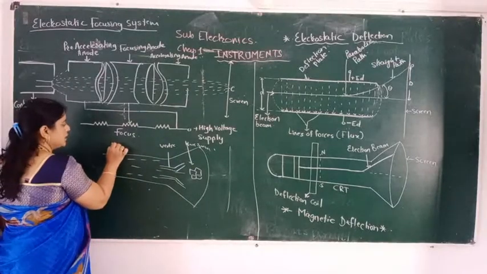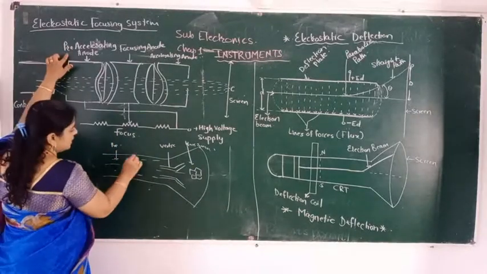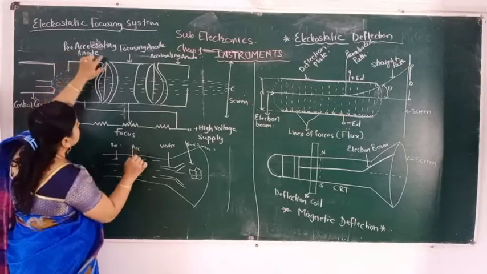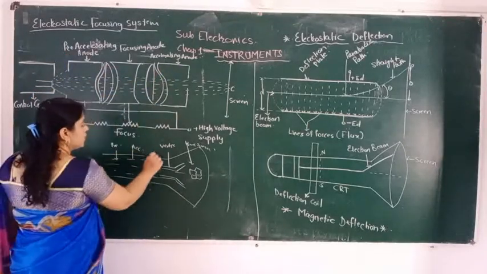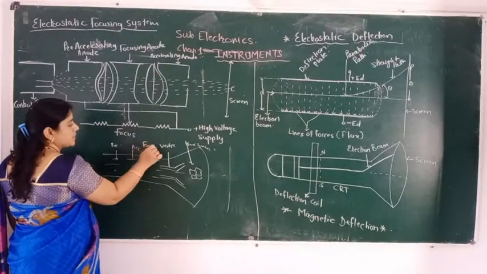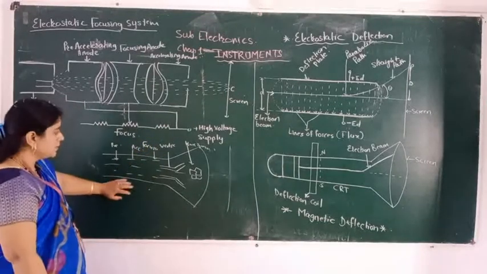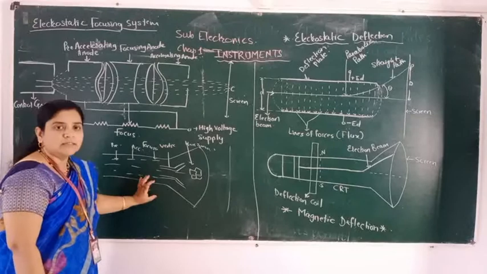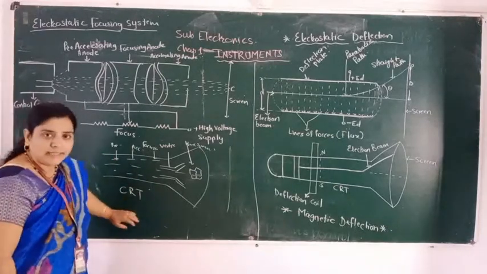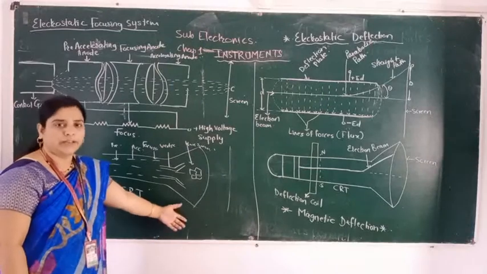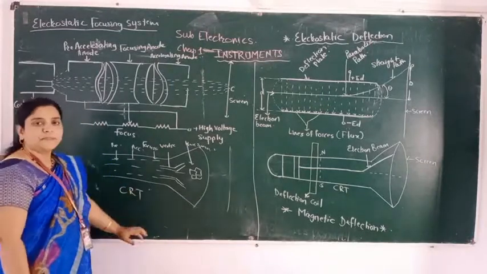The pre-accelerating anode was there, like this. The accelerating anode was there, which is also here. Then the focusing anode was there, isn't it? So, these are in the CRT, the cathode ray tube, and that CRT is used in the cathode ray oscilloscope, that is the CRO.